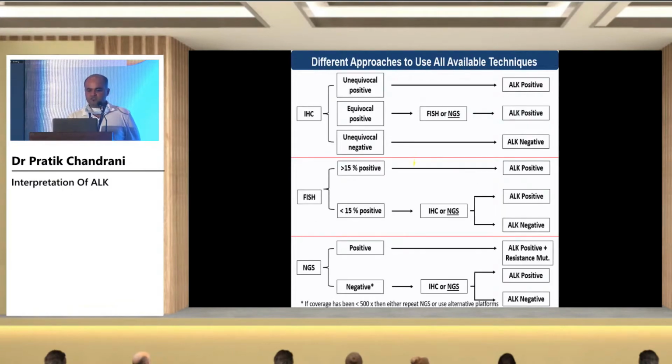So this is the suggested flow chart for IHC. We know for equivocal results, FISH and NGS can be useful.